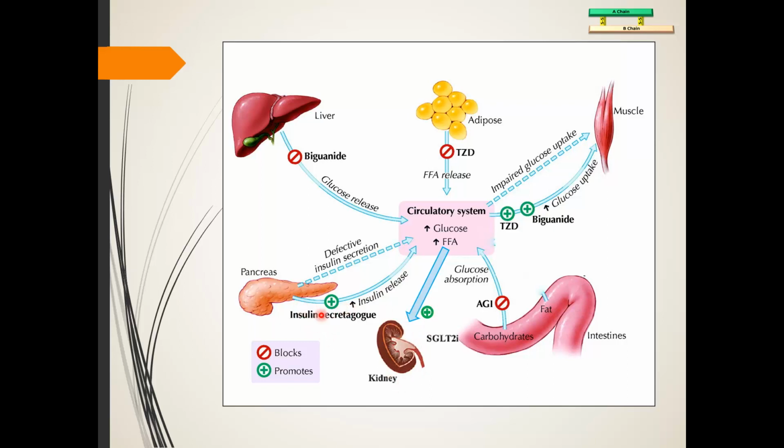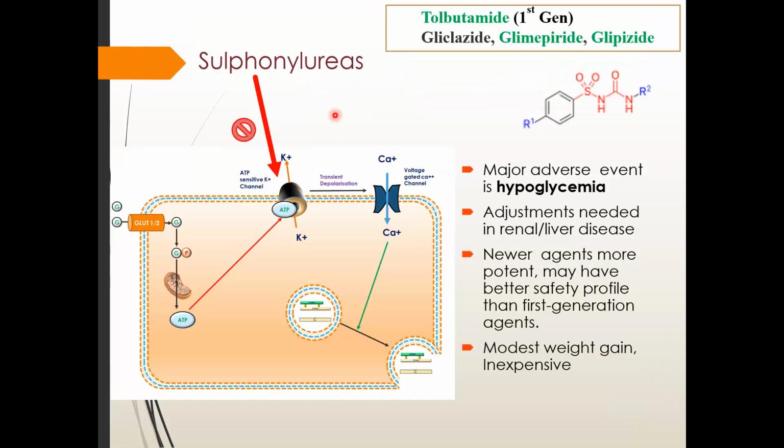And insulin secretagogues, that means increased insulin release, that is done by sulfonylureas and non-sulfonylureas, and also DPP4 inhibitors. So these are insulin secretagogues. So in a nutshell, this is the mechanism of action of the most important anti-diabetic drugs. So now we will look into each drug.